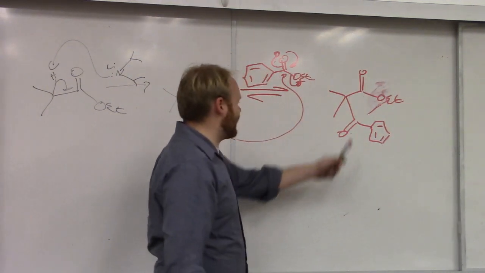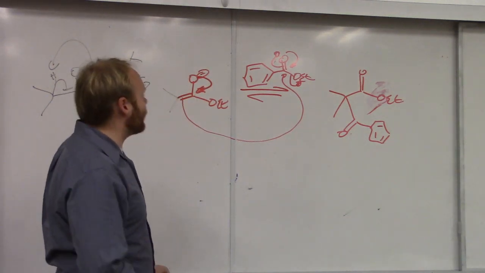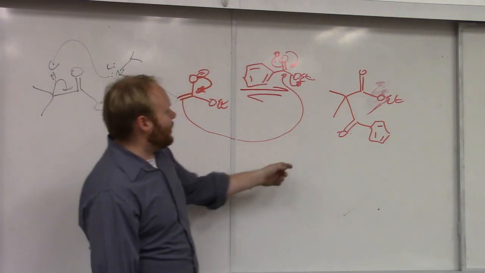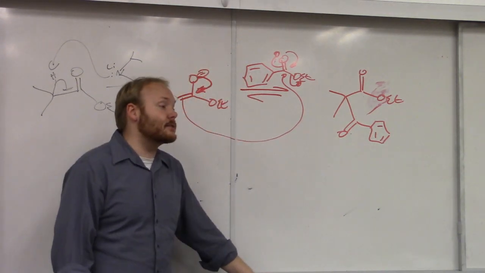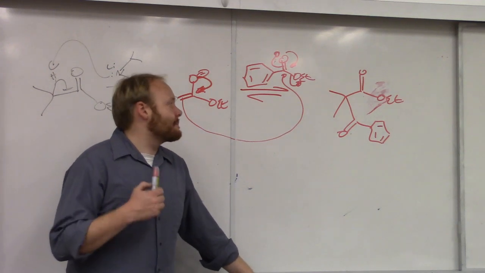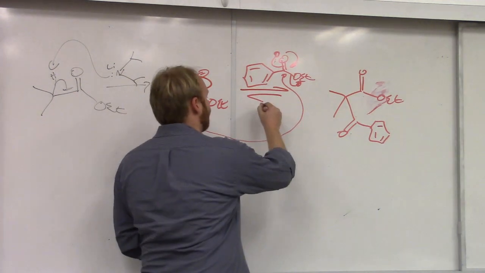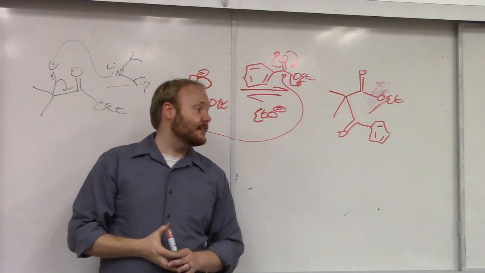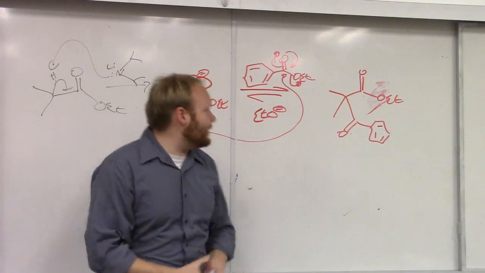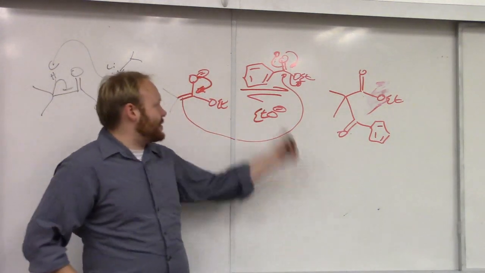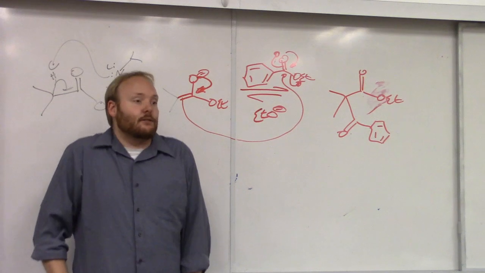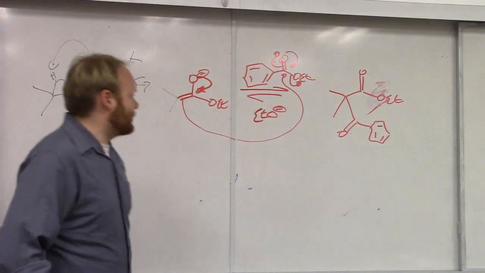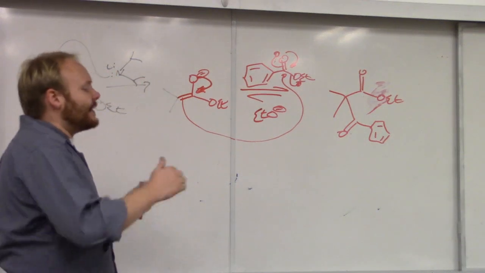And they'll give us a product like this. And we do not have to worry about it going back because LDA is so bulky, it's going to be hard for LDA to add in and go backwards. And even though this kicked off sodium ethoxide, it only kicked off one equivalent of sodium ethoxide, right? So do you think one equivalent of sodium ethoxide is going to be able to push the equilibrium back with the Claisen? No, you need thermodynamic conditions which have many equivalents of sodium ethoxide. So LDA is a good trick to know.